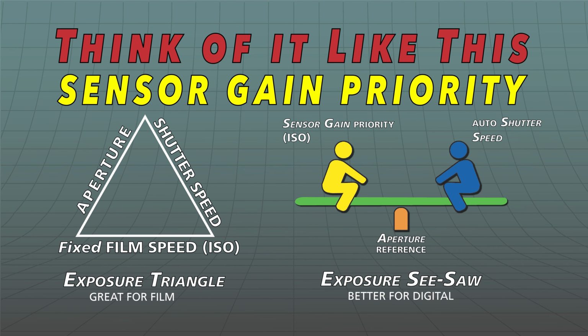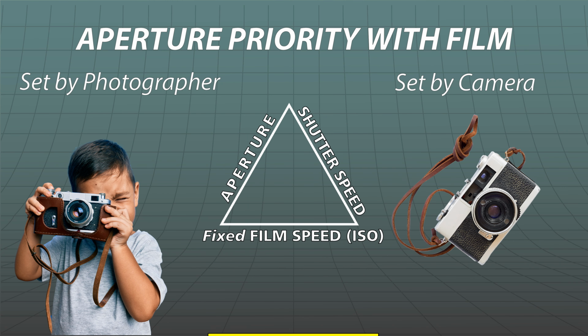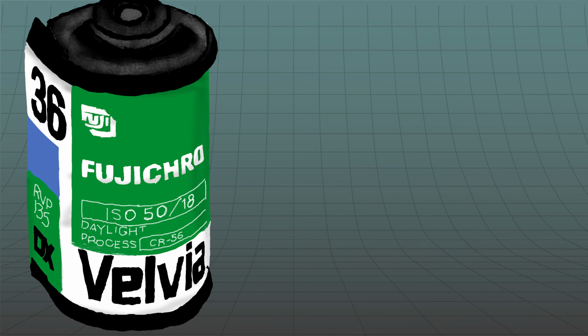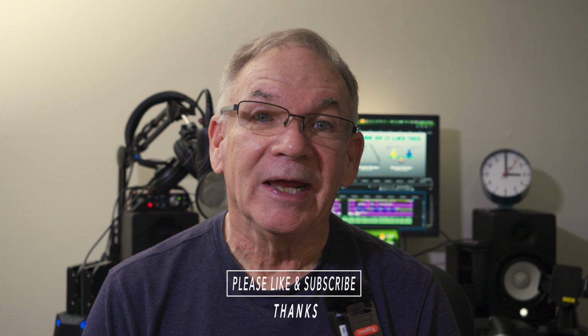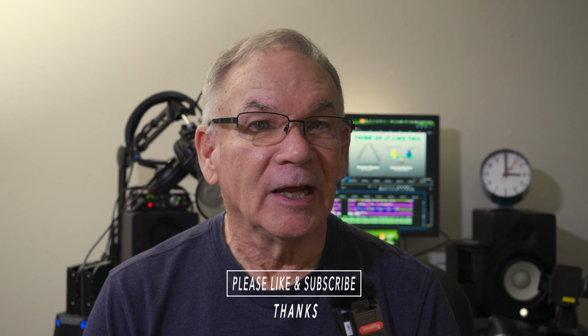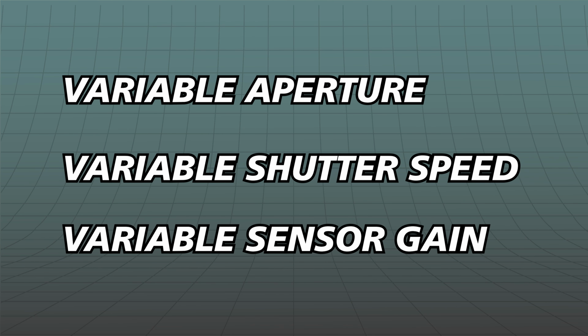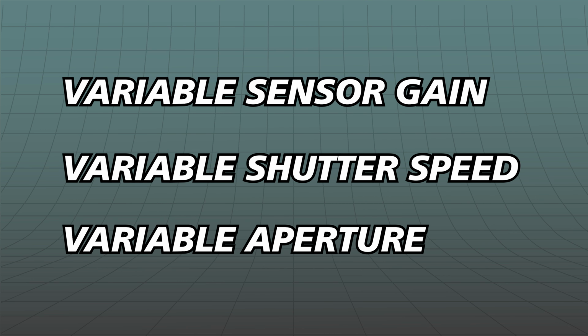Being an old film guy, I always thought of ISO, the sensitivity of the film, to be at the bottom of the exposure triangle, since it could not be changed once the film was loaded into the camera. Now, when digital came along, I began thinking of it as a set and forget, only as a last resort, especially in the early days when noise was a big problem. But with modern cameras and processing tools, the sensor gain is a much more powerful tool.